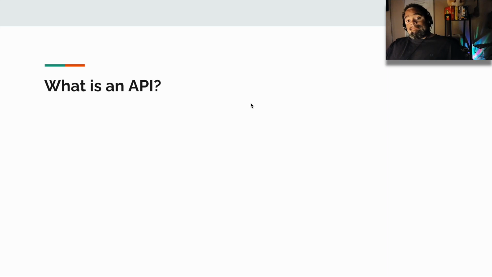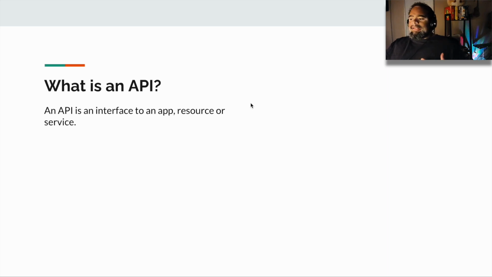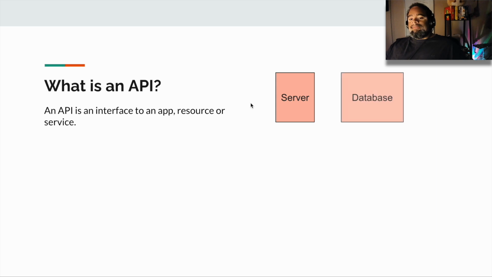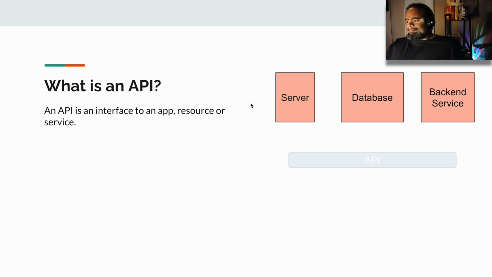So what is an API? An API is an interface that allows you to interact with an app, a resource, or a service. This could be a server, this could be a database, or some sort of back-end service, or whatever. When you have an API, all of these things can be accessed through a single entry point, your API.